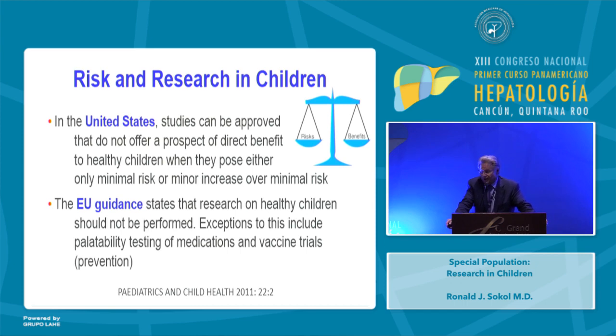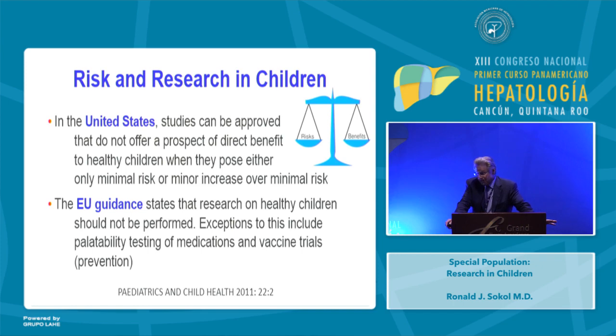So if there's an alternative treatment that's very good for a disease, then a greater than minor increase over minimal risk really is not justifiable. In the United States, we're a little bit more liberal about that, and studies can be approved that don't offer a prospect of direct benefit to healthy children when they pose either minimal risk or a minor increase over minimal risk. So in the United States, we recognize that without control children, we'll be limited in the advances we can make.